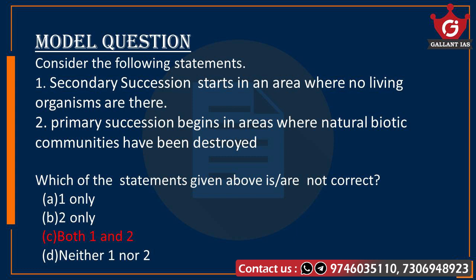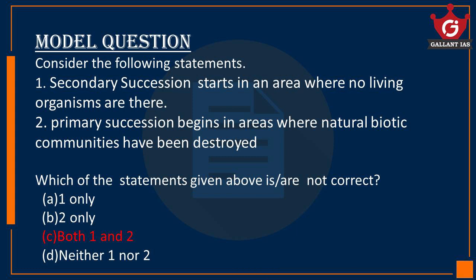The question is: consider the following statements. Statement 1: secondary succession starts in an area where non-living organisms are there. Statement 2: primary succession begins in an area where natural biotic communities have been destroyed. Which of the statements given above is or are not correct? The answer is option C, that is both 1 and 2, because both statements are wrong.